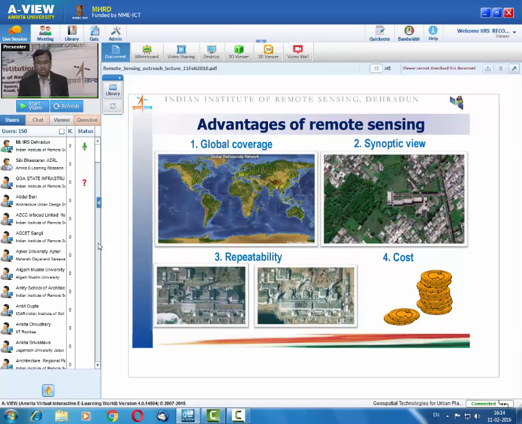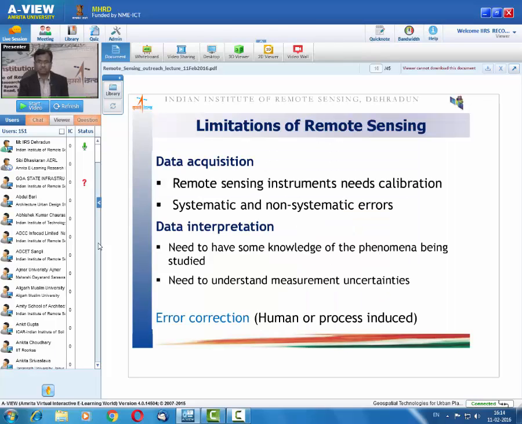Remote sensing also has the advantage of cost, because with varying resolution the cost may vary from close to 2 paisa per square kilometer to close to 500 rupees per square kilometer, depending on the choice of resolution utilized.